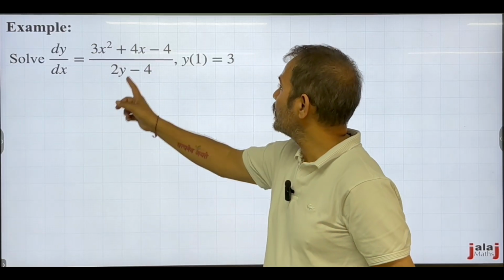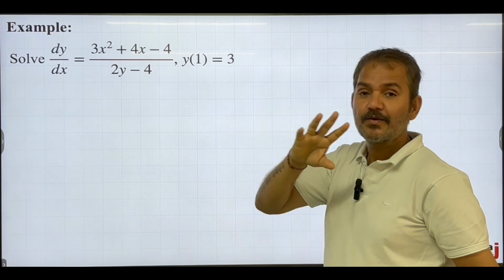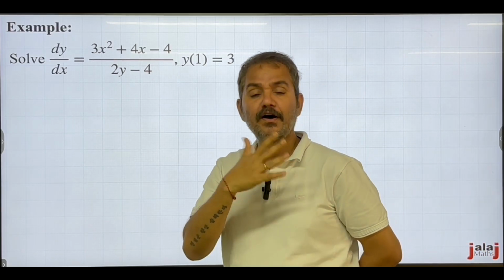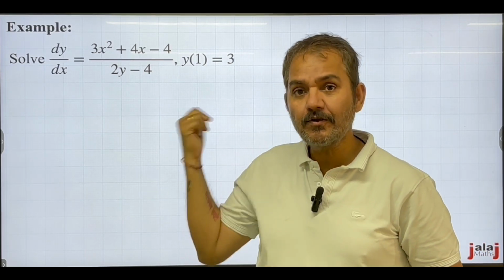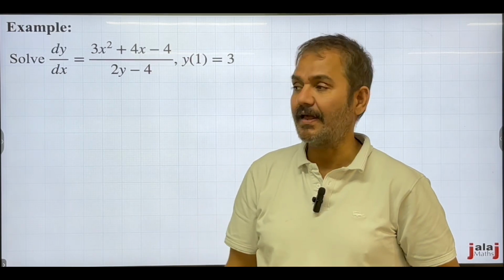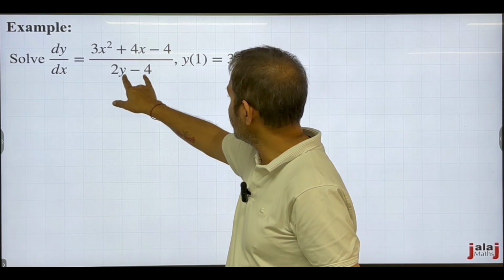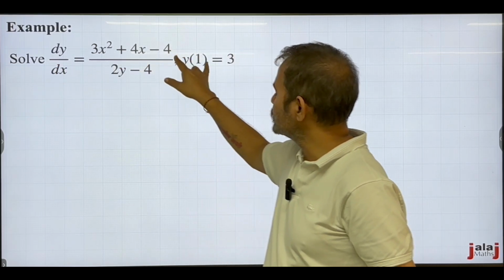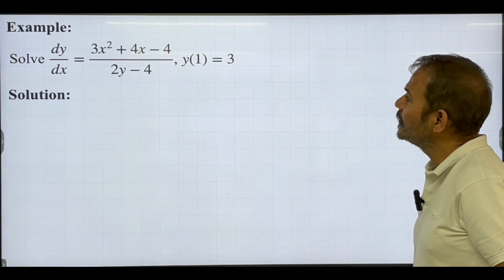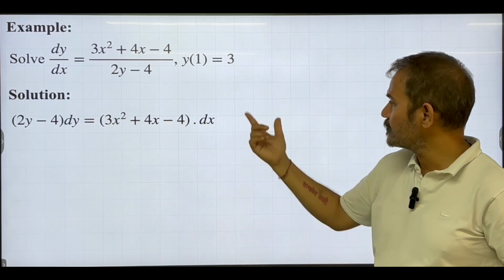In this example, your dy upon dx is this much, y(1) is equal to 3. So you have been given some value of y for a value of x. This is an initial value problem and you will be able to find the exact answer. So what do we do here? Again, can we separate variables? Yes, 2y minus 4 goes on to the left, dx goes to the right. Once variables are separated, this is how it looks.